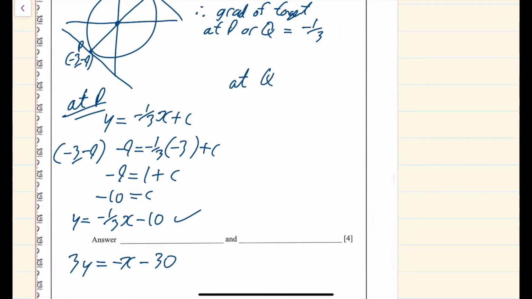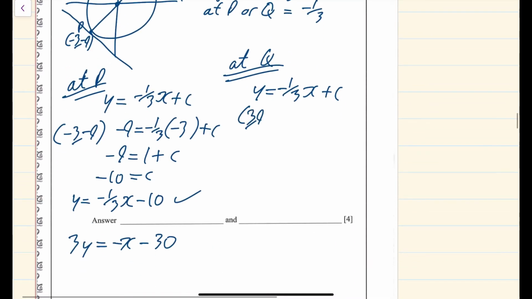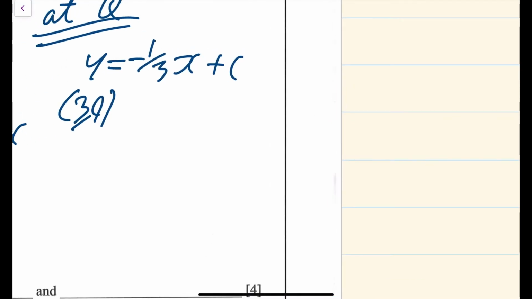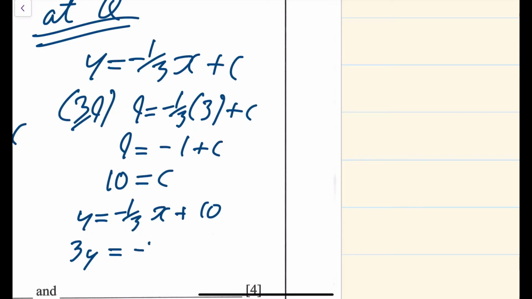Then at Q, again, y is equal to -1/3 x plus c. Sub in the value of Q. Q was 3, 9. Zoom in on this, sorry. Q was 3, 9. So my y value is 9. My x value is 3. So that's 9 is equal to -1 plus c. So my 10 is equal to c this time when we bring that -1 across. So y is equal to -1/3 x plus 10. And again, you might not like that third, so multiply everything through by 3. And you could have 3y equals -x plus 30.